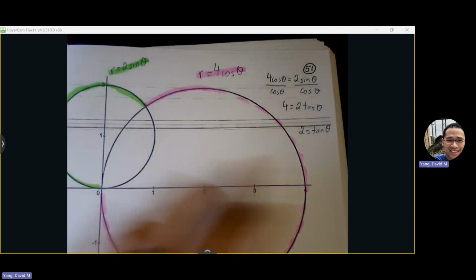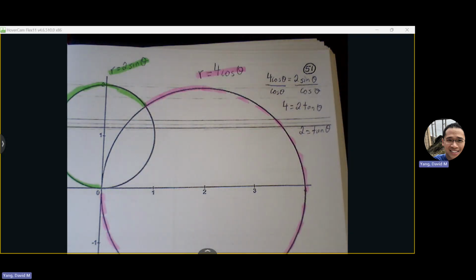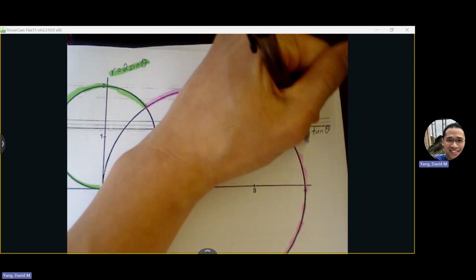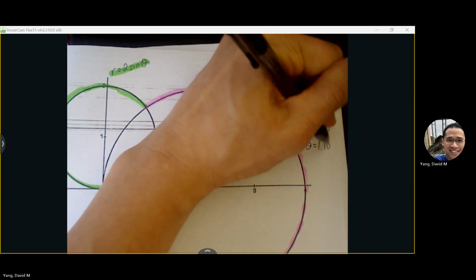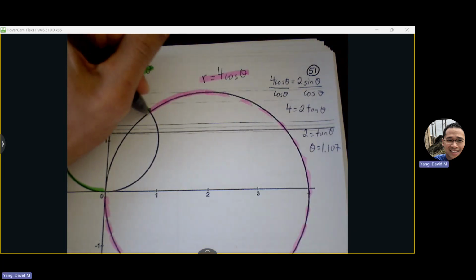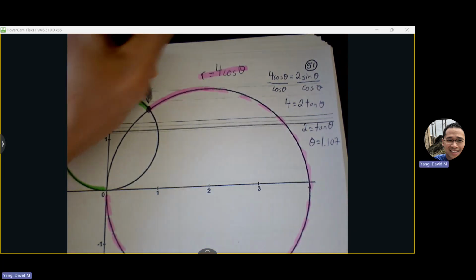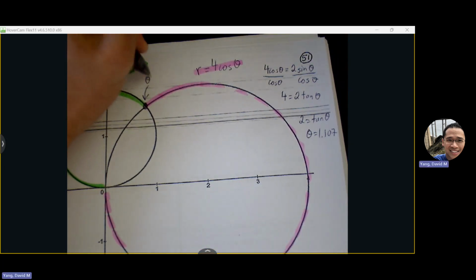Now I'm going to use my calculator here. Tangent theta equals 2. This is not going to be a nice unit circle value, but as long as I'm in radian mode, if I do inverse tangent of 2, I should be able to solve for theta. I get 1.107. So that's my intersection here. Everything's in terms of radians. So theta is 1.107.